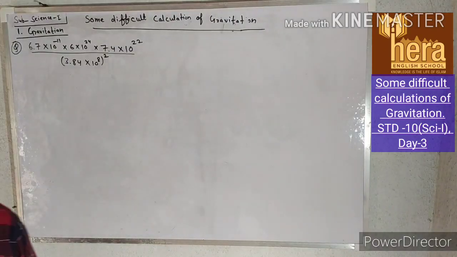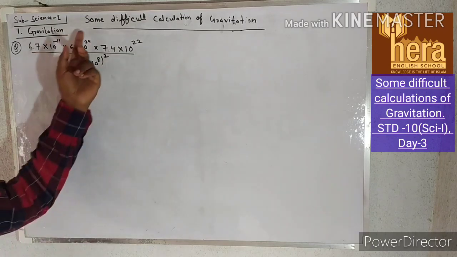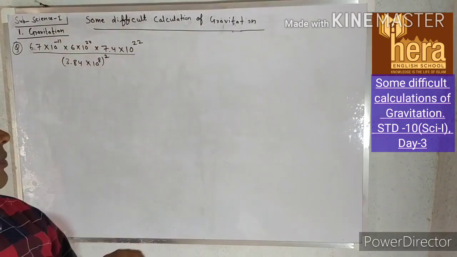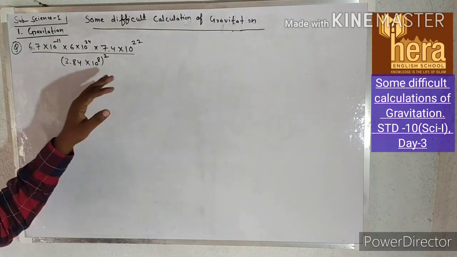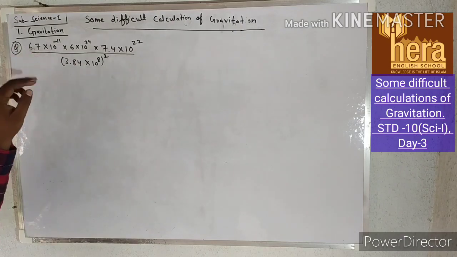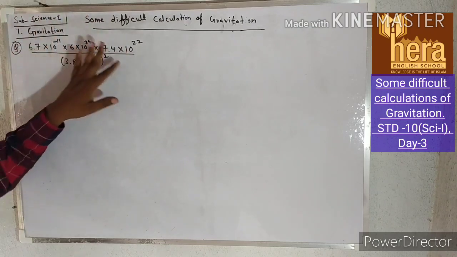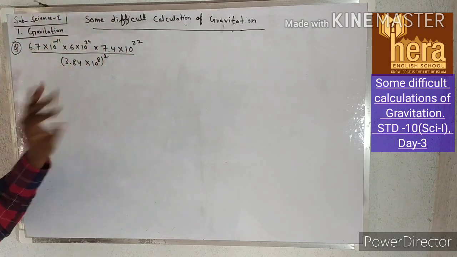Good morning, students. Today we are going to discuss some difficult calculations of gravitation. I have taken all these examples from your textbook. You have to solve this and write the answer in scientific notation.